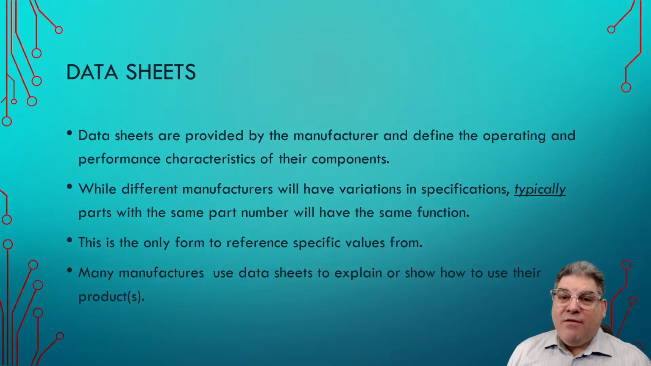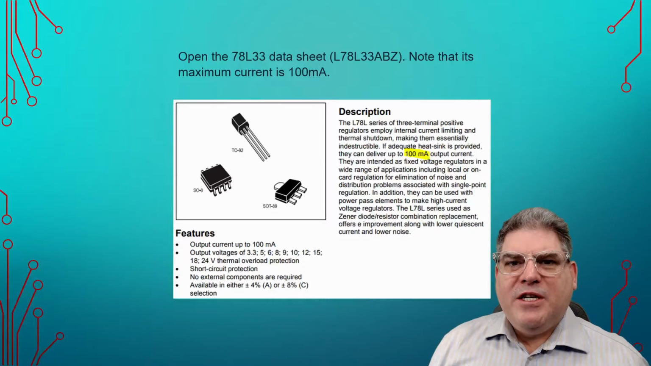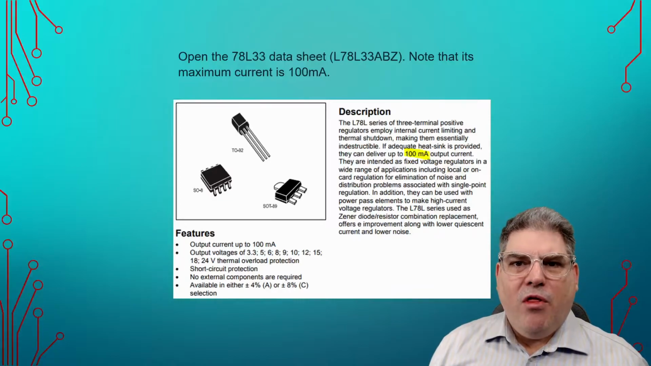I say that because if I write down that a component should be capable of handling a certain current and you rely on that, you may find that certain manufacturers have different specifications. Okay, so be careful with that. The first data sheet that we want to take a look at is the 78L33. And so I will get you to go onto the internet and I want you to search specifically for the L78L33ABZ. Okay. Pause the video, go take a look at it, find the data sheet, and then we can continue on.